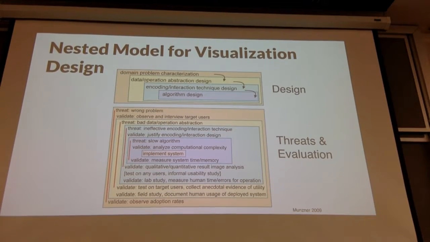The validation here would be to be very careful about target users, to observe them and not simply trust what they're saying they want, but actually learn more about their environment. And you will see that these pre-implementation validation steps are usually much more informal, but after we have done something, we can more formally validate it. The bad data operation abstraction, we don't actually have a great way to validate that before we go downstream.